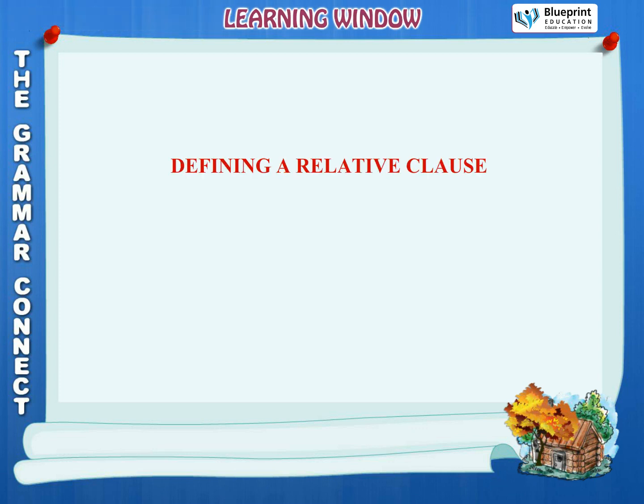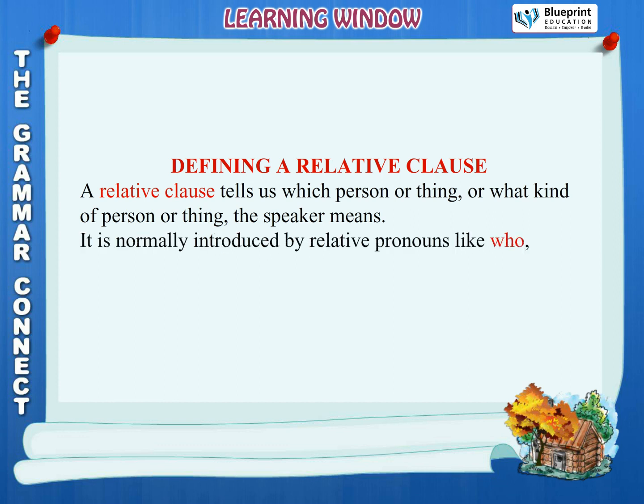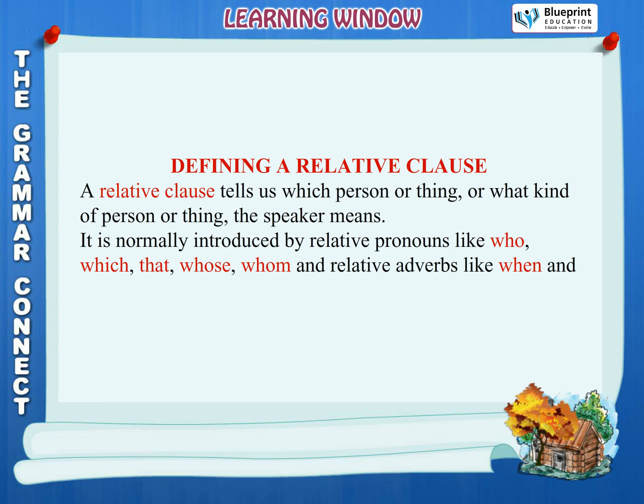Defining a relative clause. A relative clause tells us which person or thing or what kind of person or thing the speaker means. It is normally introduced by relative pronouns like who, which, that, whose, whom, and relative adverbs like when and where. An adjective clause is also called a relative clause.